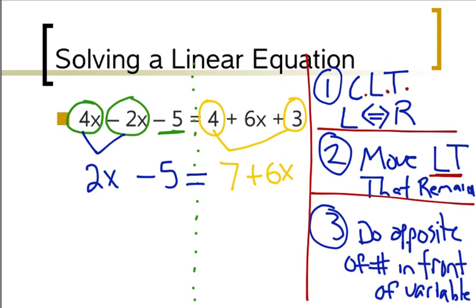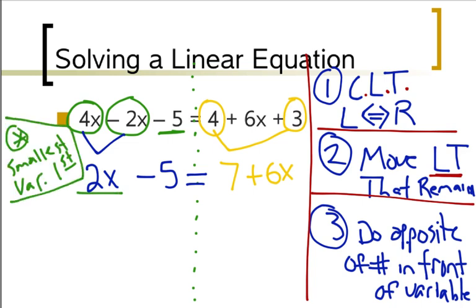We're supposed to move like terms that remain. Now, what is best to do is to move your smallest variable first, which for us is the 2x. So I went ahead and wrote that here. We move our smallest variable first. Now, we're going to want to move this 2x to be on the other side, and then we'll eventually want to move the 7 to be on the left-hand side.